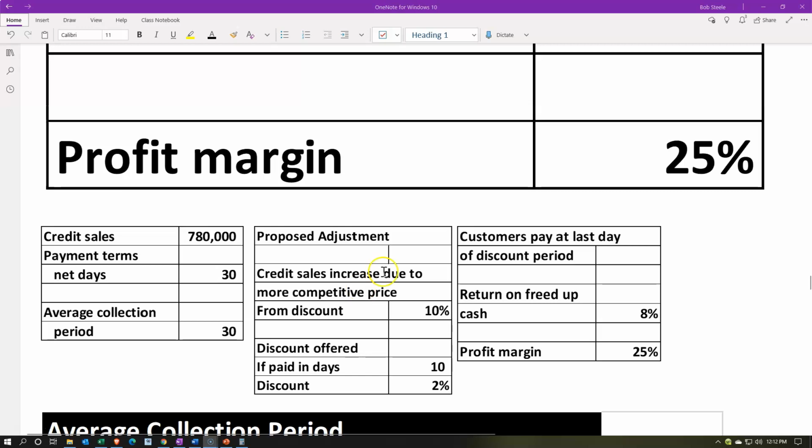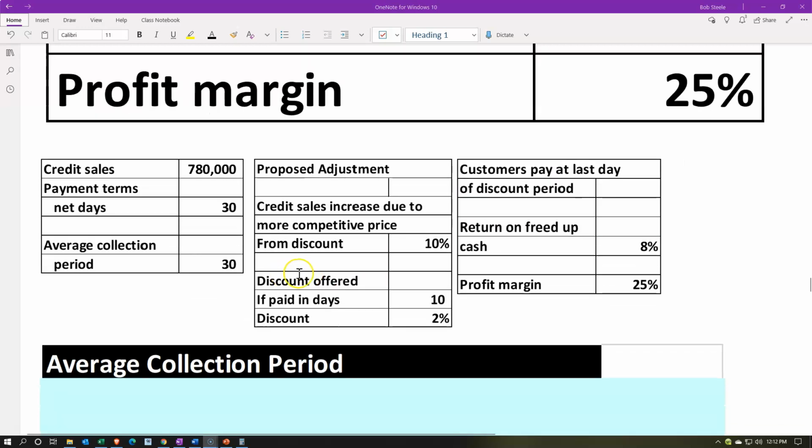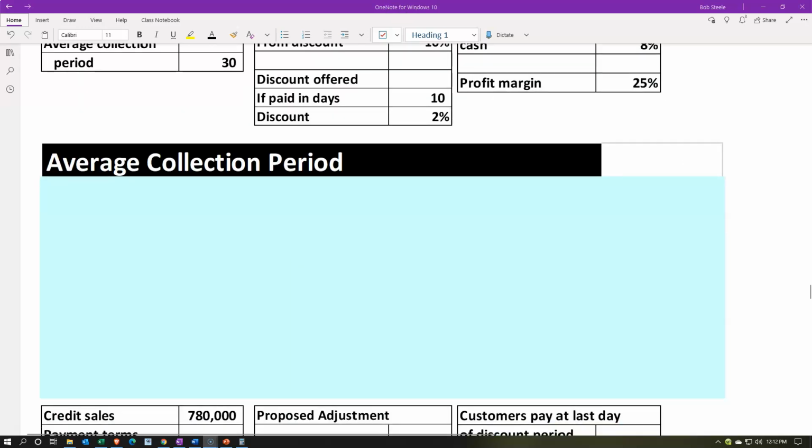Here's our information down below. That's our normal profit margin, we're going to say. Here's our information down below. Let's take a look at this and do a similar kind of work through on this.